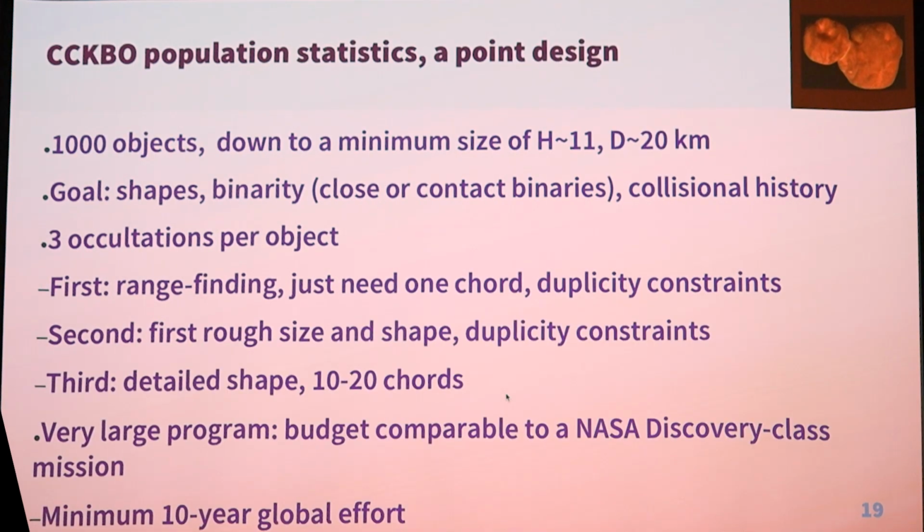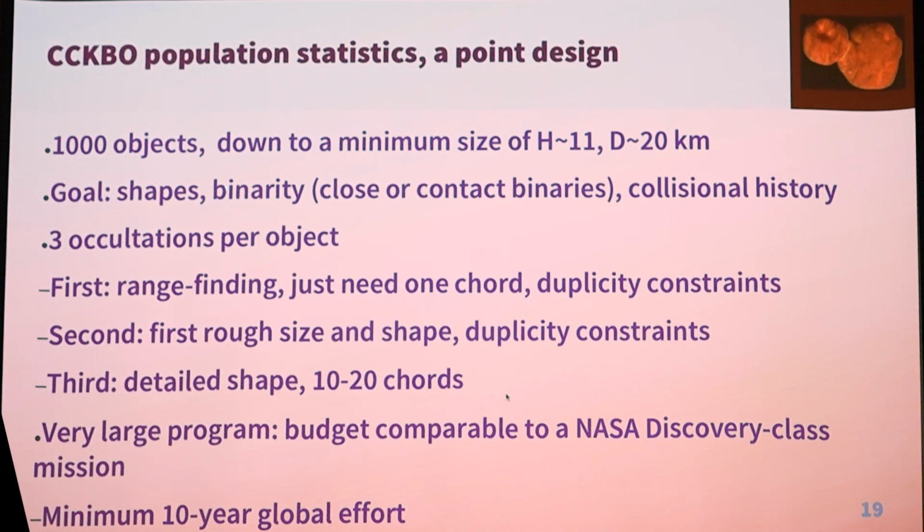Okay, so I've done a point design on a survey that I would love to do. And I picked this more for its shock value than its practicality, but it's not that far off. So I want to do 1,000 cold classical objects, just cold classicals. That's 3 occultations per object, a total of 3,000 occultations, down to a minimum size of about 20 kilometers.